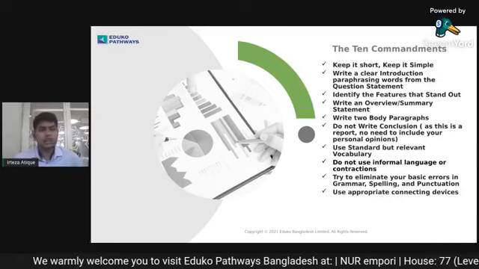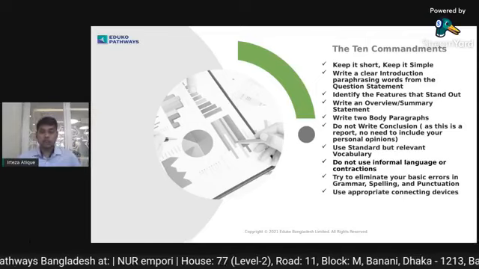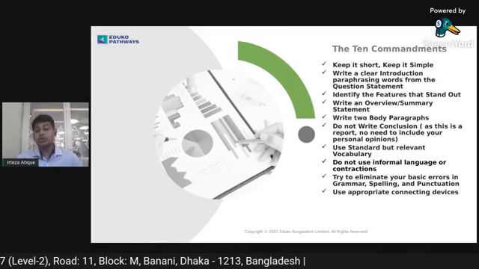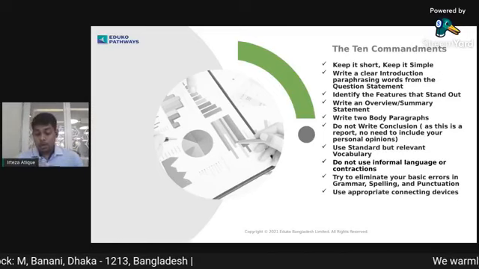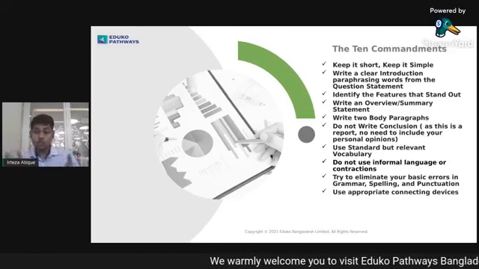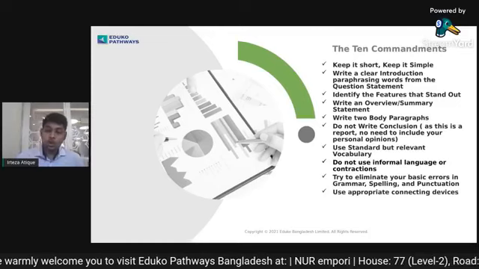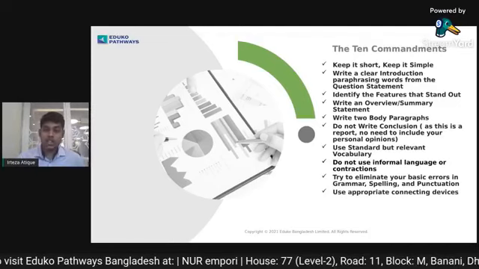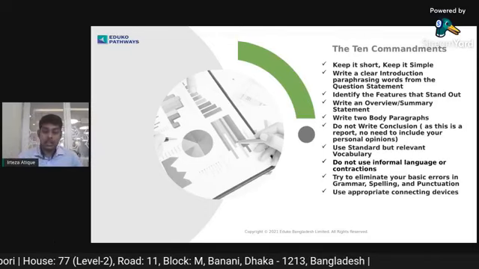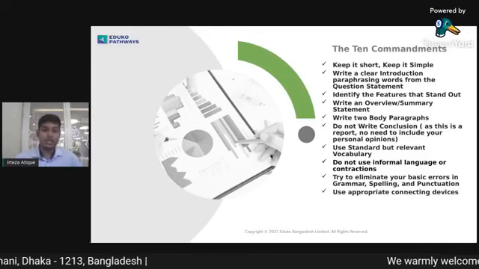So the first one is kind of self-explanatory. Keep it short and keep it simple. As this is a short report, you only have to write 150 to 170 words. So you have to organize your ideas in a short space, in 150 words, I mean. So do not write everything that is in the visual. Just identify some important trends and support those trends with the visual that you have on the screen. So do not write more than 180 words.